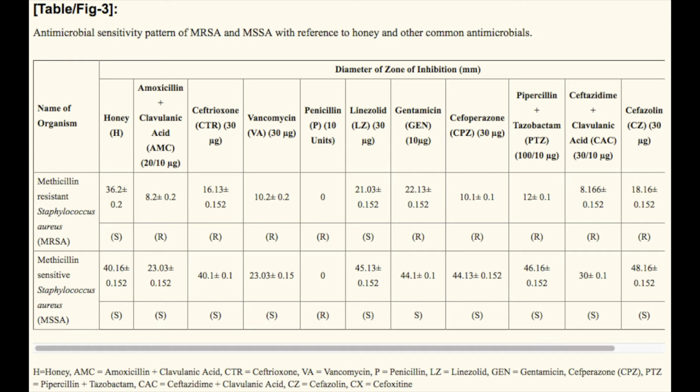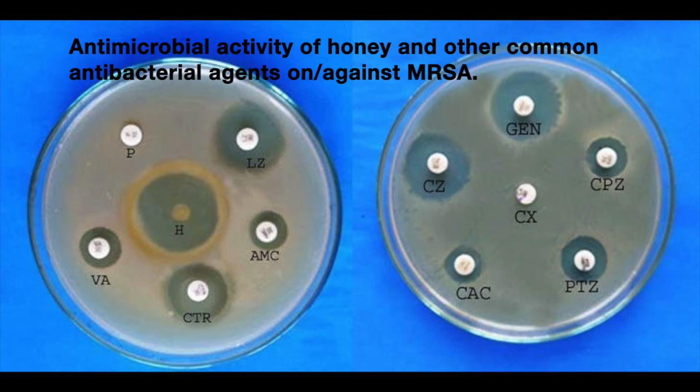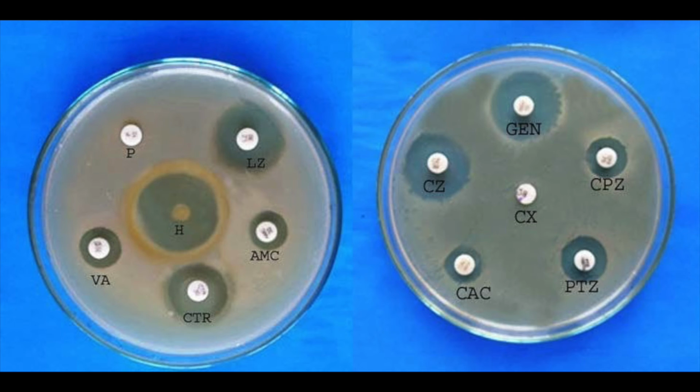MRSA was still resistant to all of the other antimicrobials except for linezolid. As for methicillin-susceptible Staphylococcus aureus, honey was either more or just as effective as the other common antimicrobials used. From the same study, we could see that honey was the most effective antibacterial agent against MRSA, methicillin-resistant Staphylococcus aureus.